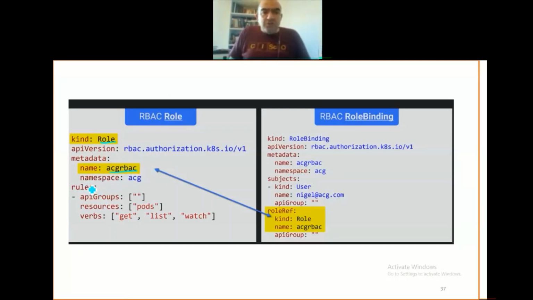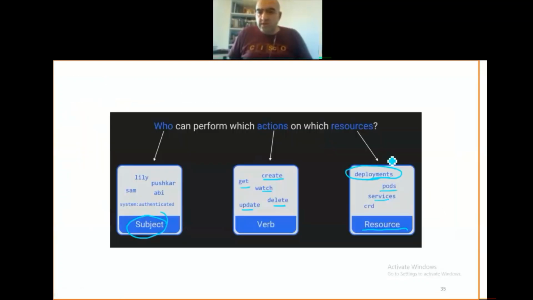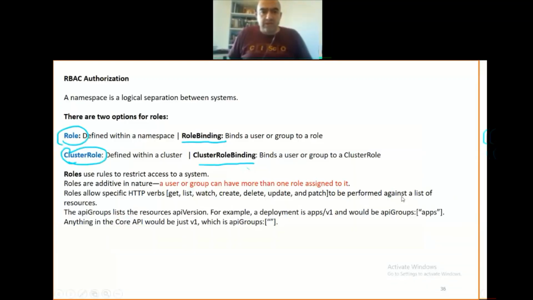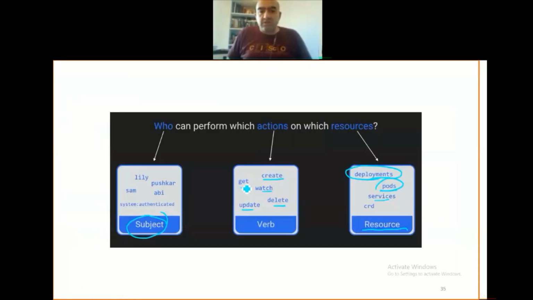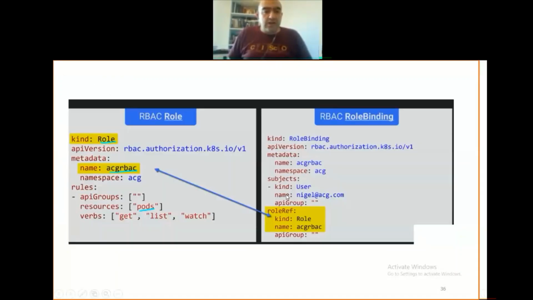Now, what are the rules? The rules that I can deal with resources. Resources like pods, for example. Yeah, here it is. Okay, what are the verbs that I can do? I say that you can get, create, watch. Here I can get or list the pods or watch the pods. These are the capabilities that I can do against the pods.